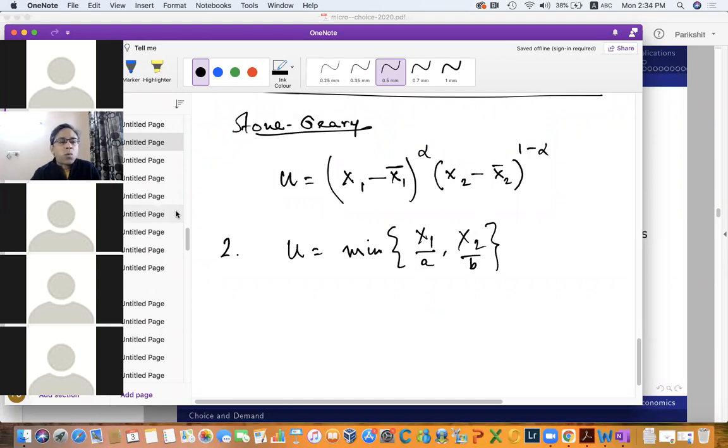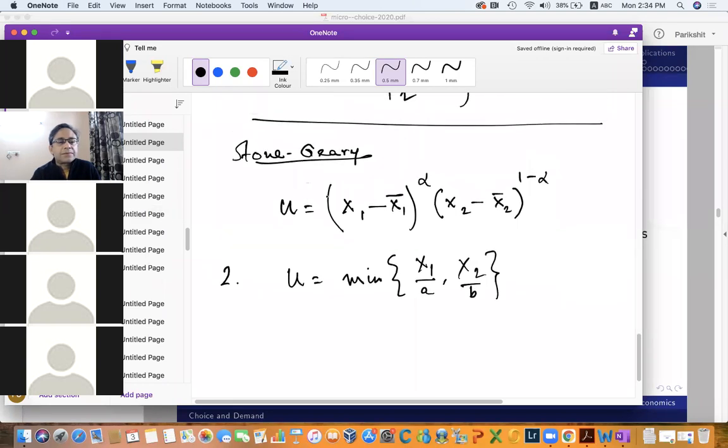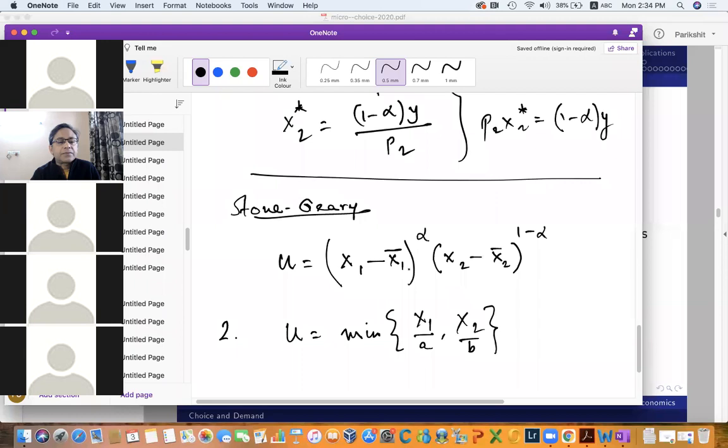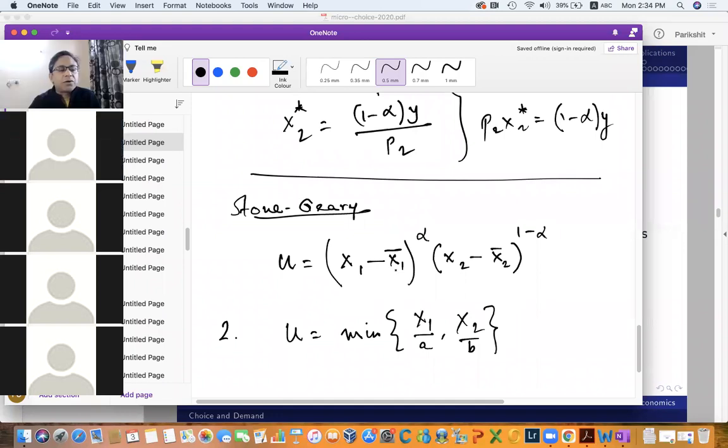Yes, sir, I wanted to ask how the Stone-Geary function is different from Cobb-Douglas. Any special properties about this function? In the problem set, you have to derive the demand functions and all. So instead of spelling everything out, I'll ask you to do those derivations and then think about it, and then we can discuss it later.